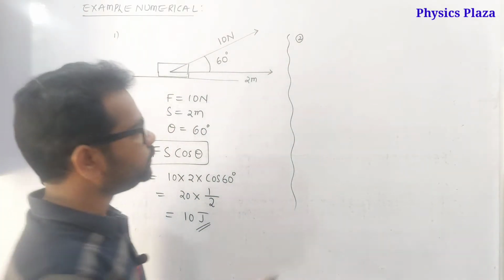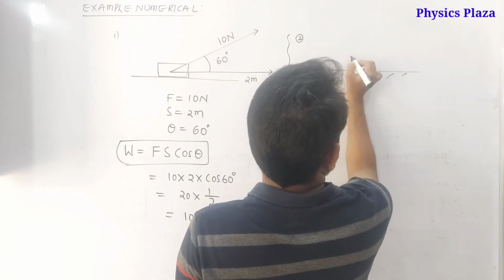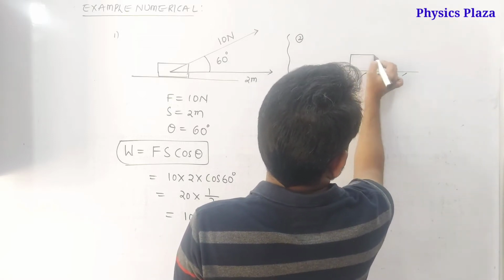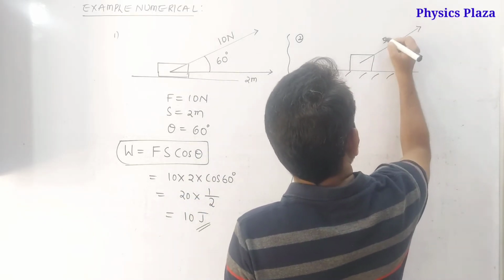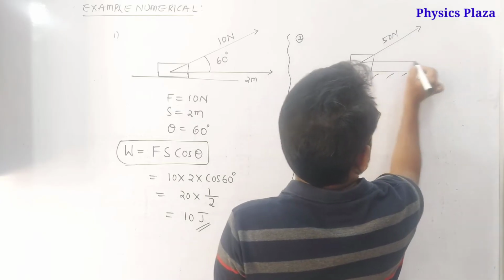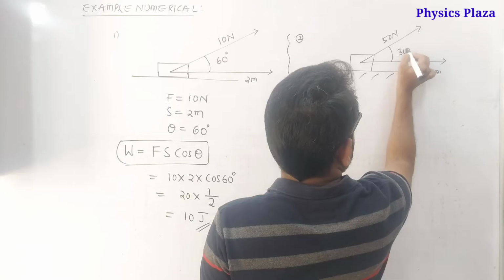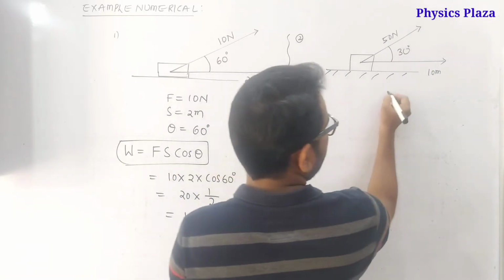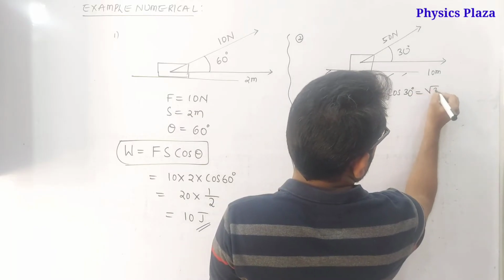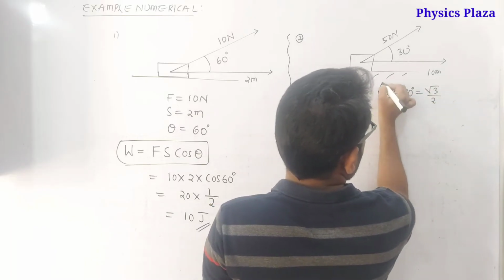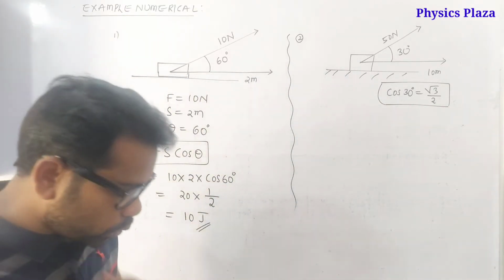Look at here, children, here is a body. Sorry, it is a surface and here is a body. And here the force is acting in this direction, so that 50 Newton force is acting and the body is displaced by 10 meters, so that the angle is 30 degrees. Here I will give you a hint children, cos 30 degrees is equal to root 3 by 2.